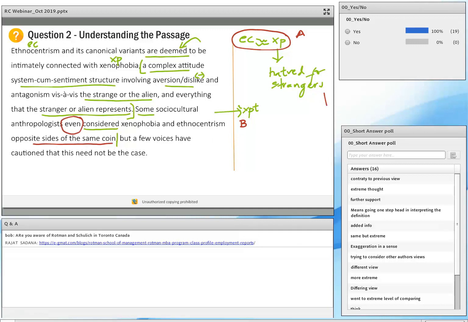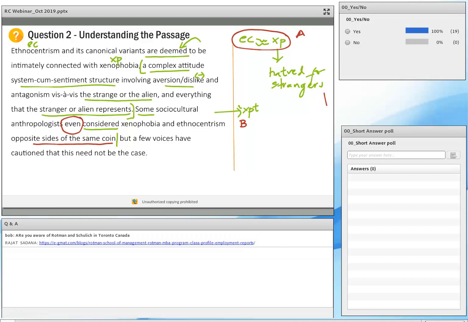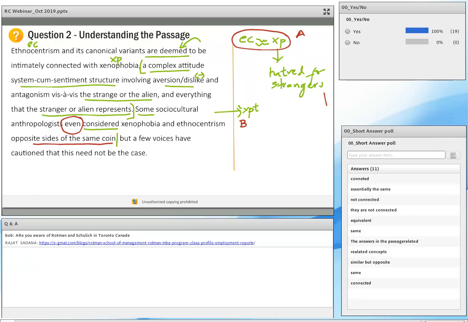Now, what does opposite sides of the same coin mean in the context of this? What does opposite sides of the same coin mean? Essentially the same, equivalent, absolutely. Opposite sides of the same coin are always connected. If one is there, the other is always there. Right? So that's what he's saying, that there is this one group that thinks that EC and XP are closely connected, but there is this other group that take this connection to an extreme wherein they say that these two always coexist. Okay, that's what the author is saying here.